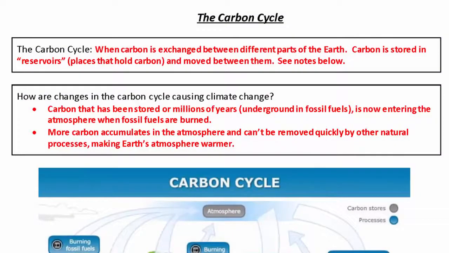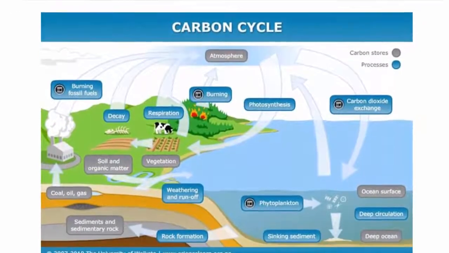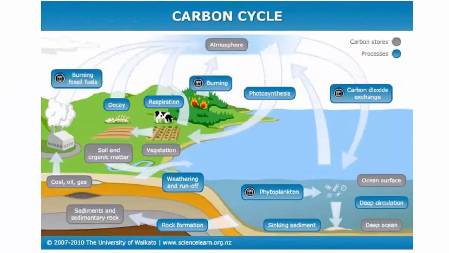I want you to find this page in your notes entitled The Carbon Cycle. While we're filling out the notes, I want you to follow along on the diagram that's in the middle of the page. So for the carbon cycle, let's say when carbon is exchanged between different parts of the Earth. Carbon is stored in these things called reservoirs, or places that hold carbon, and move between them. See notes below. So the specific processes that have carbon moving between those reservoirs, they're listed below the diagram. I already wrote them out in your notes for you. You're welcome. We'll go over those in just a second.